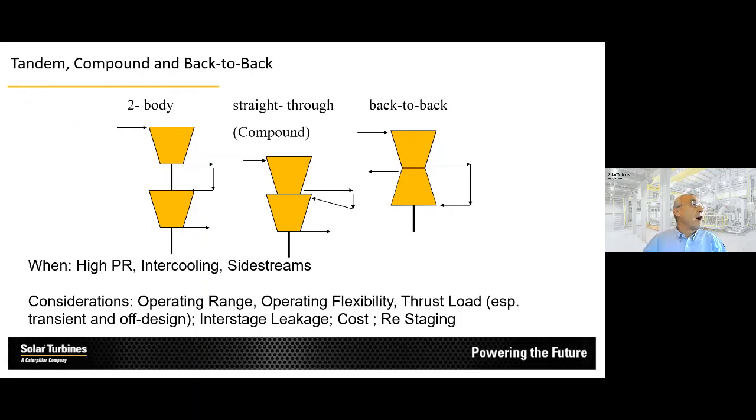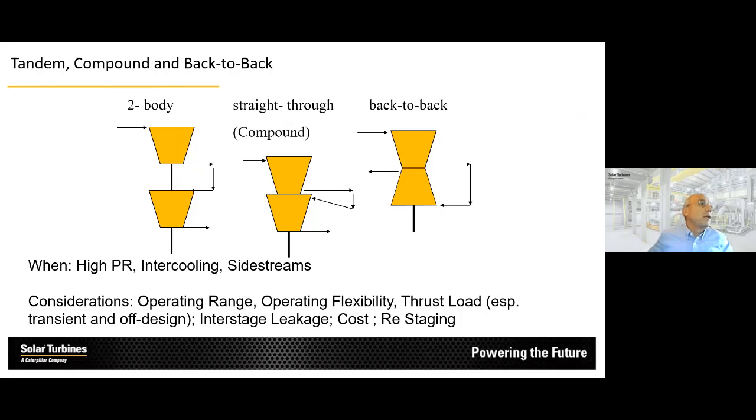You either can have two individual compressor bodies driven by the same driver. You can have a casing with two sections. And with these two-section casings, you can either have them with all impellers pointing in the same direction. That's typically referred to as a straight-through compressor or inline compressor. Or you can have the first section's impellers pointing this way, and the second section's impellers pointing this way. That's usually referred to as a back-to-back configuration.